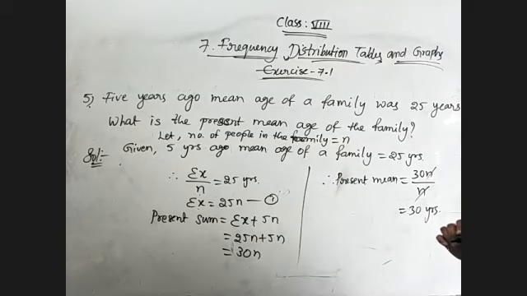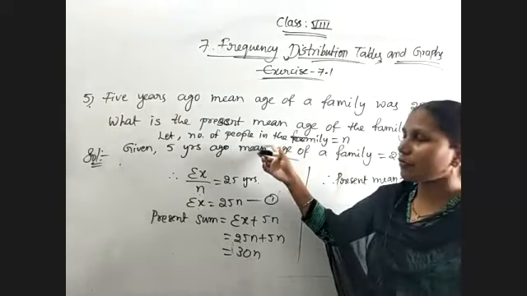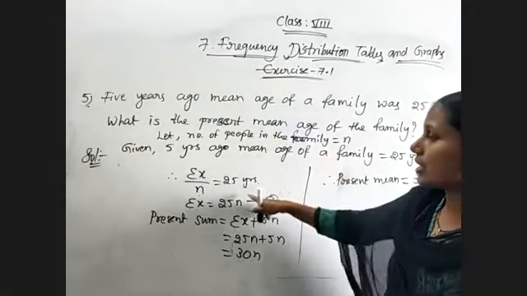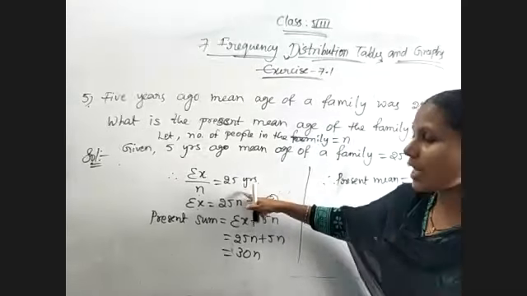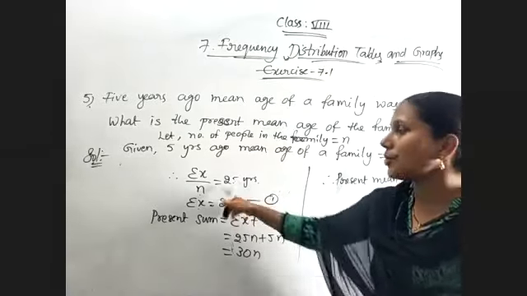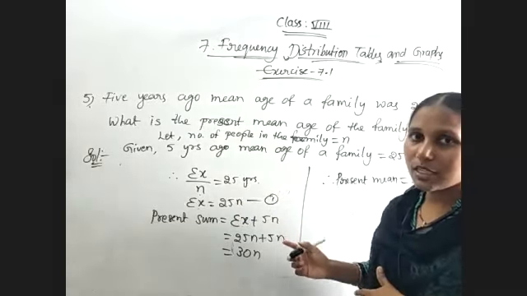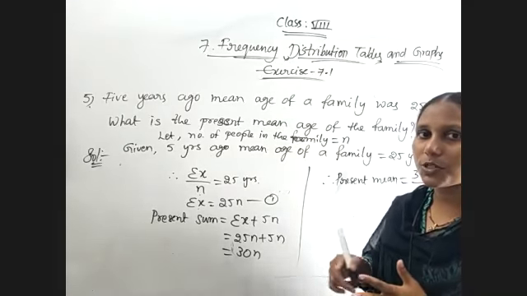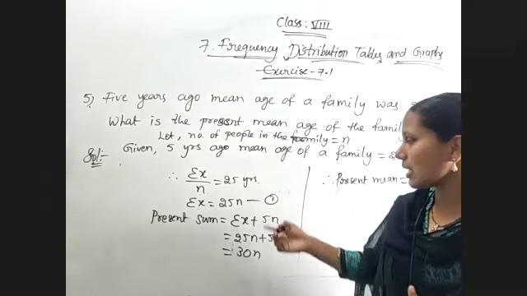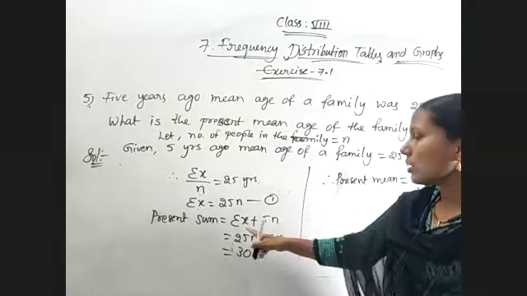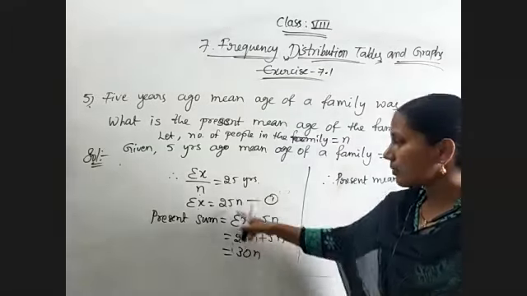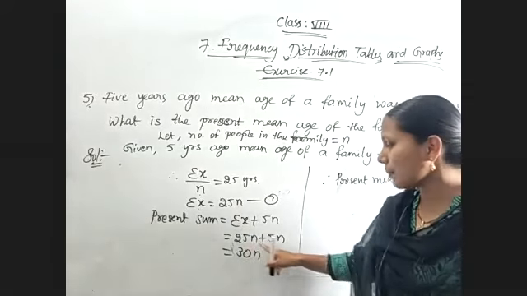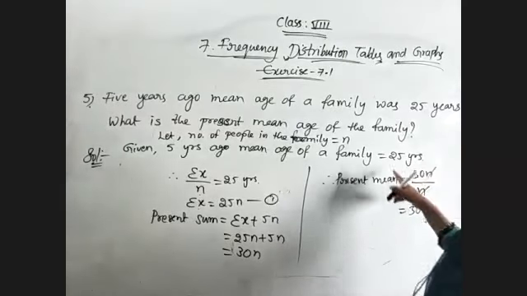Once again observe the question, very simple question. Here they just did not mention the number of people in the family. I am taking the number of people as n, and the mean age before 5 years is 25 years, given. So the sum of the ages before 5 years is 25 into n, and after 5 years n people are there, which means for n persons we need to add 5 plus 5 plus 5 till n persons, that is nothing but 5 into n. So the present sum will become the previous sum plus 5 into n, equal to 30n. 25 plus 5, 30 into n, and the number of people was n.